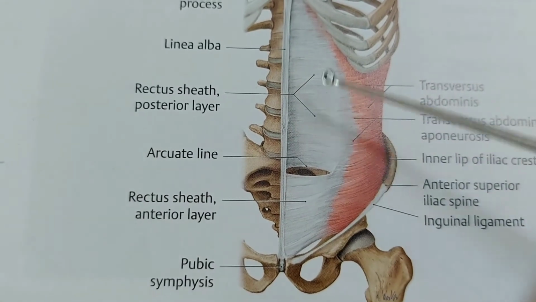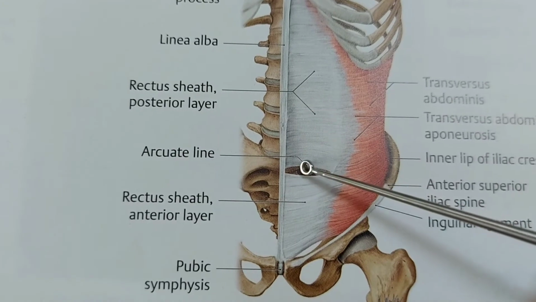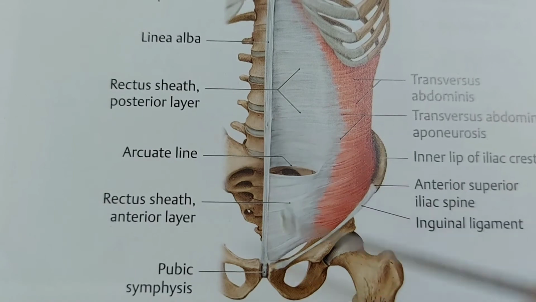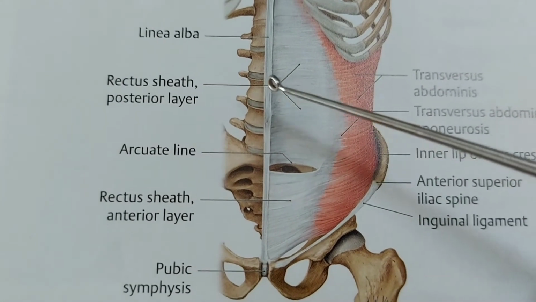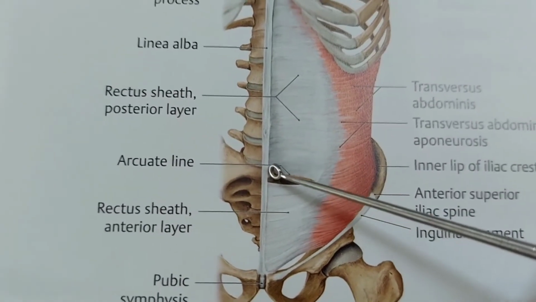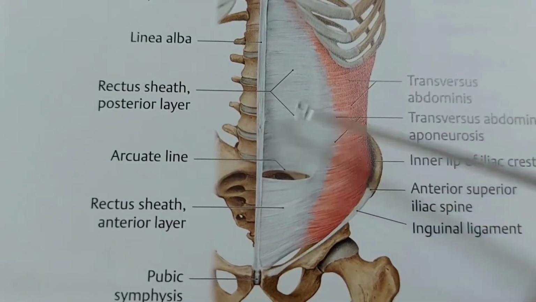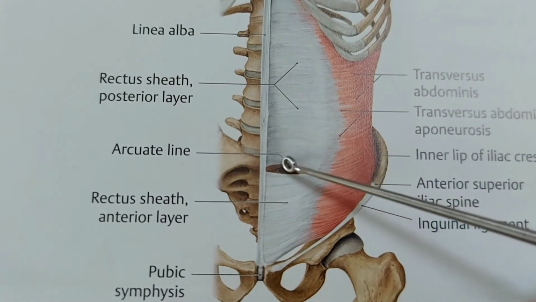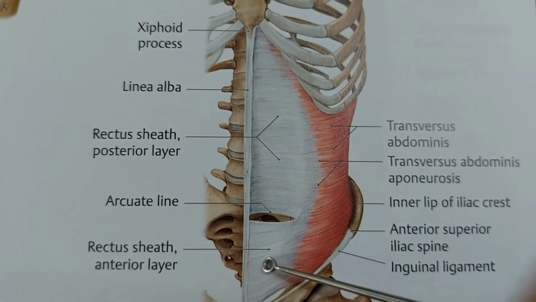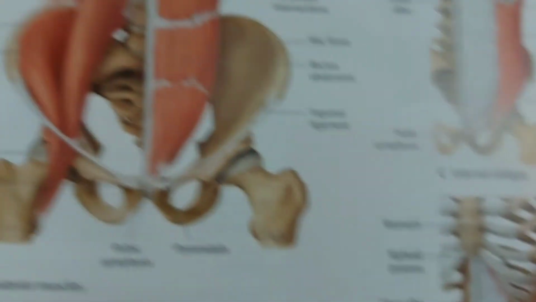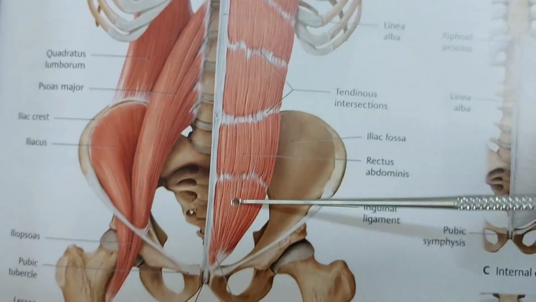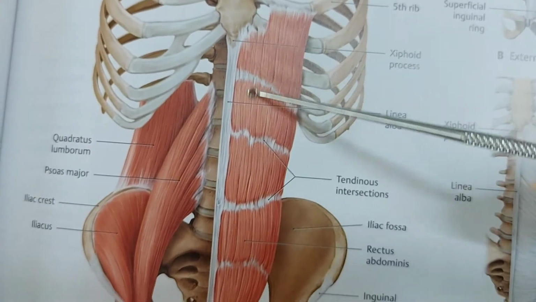In the aponeurotic part of this transversus abdominis, we see there is a gap in between the symphysis pubis and the umbilicus. The upper border of this gap, that means the lower border of this part, is known as the arcuate line. We will learn it later when we learn the rectus sheath. And there is another muscle in the abdomen, the straight muscle, known as the rectus abdominis.